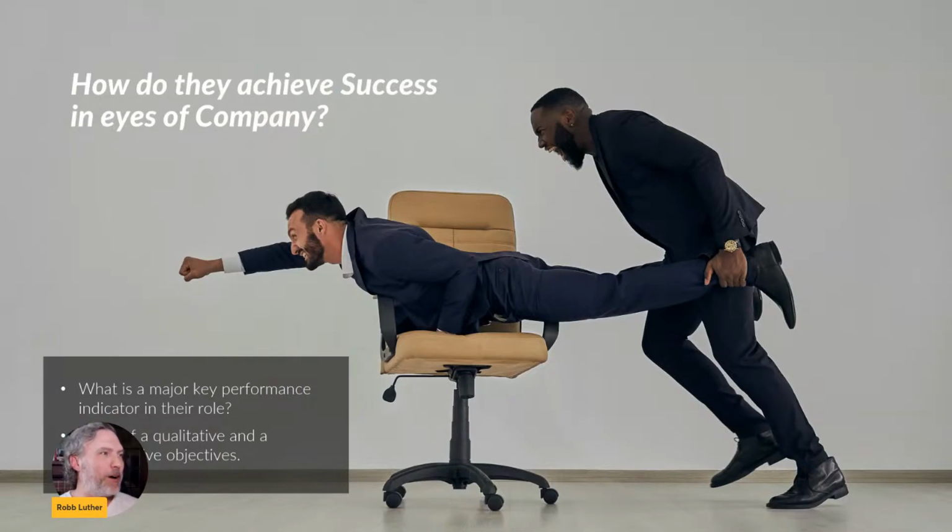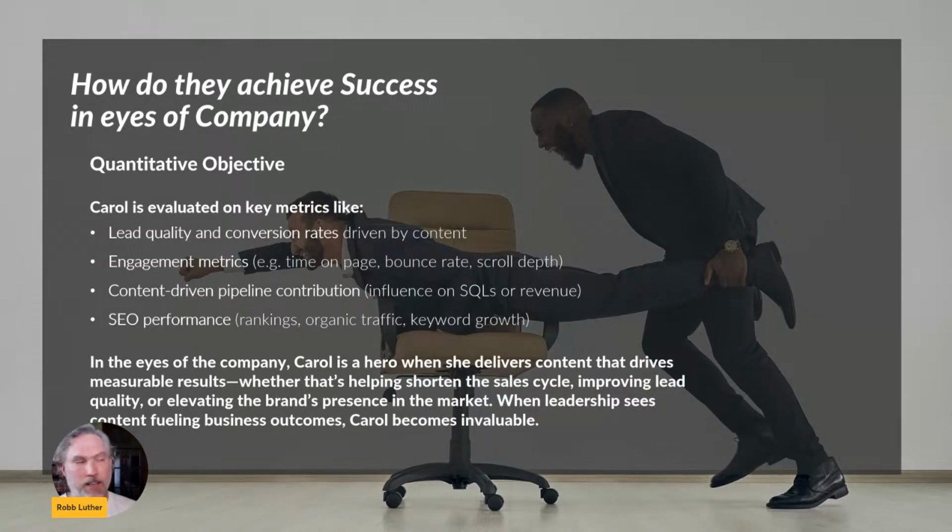Okay. How do they achieve success in the eyes of their company? So I'm going to have 3 slides here about success. This is the first one. What are their key performance indicators? How can they be successful in the eyes of their company? We want to define that. It could be quantitative, it could be qualitative objectives. For Carol, lead quality and conversion rates, engagement metrics, filling the pipeline through content creation, SEO performance. Those could all be metrics that really help measure Carol's success within the company.